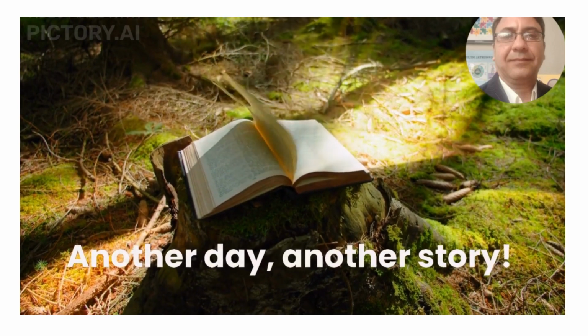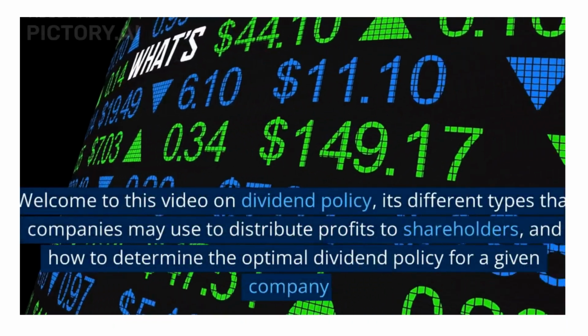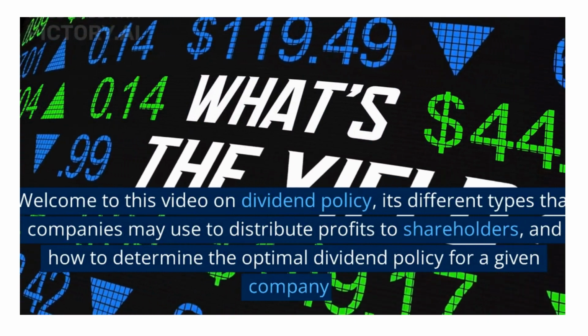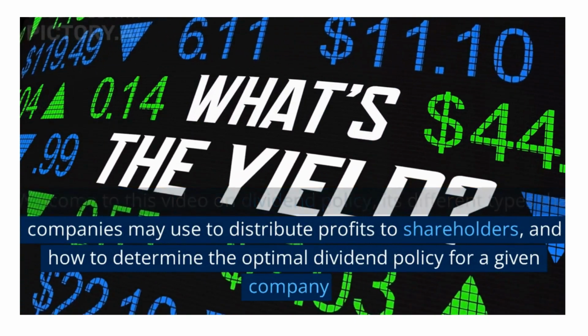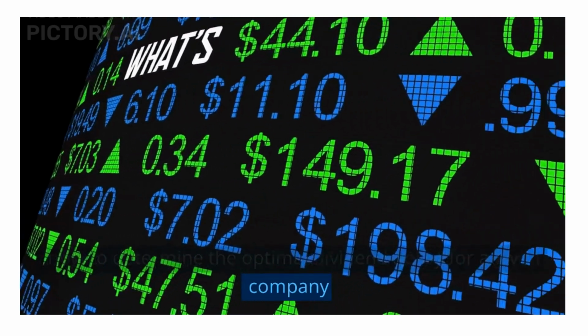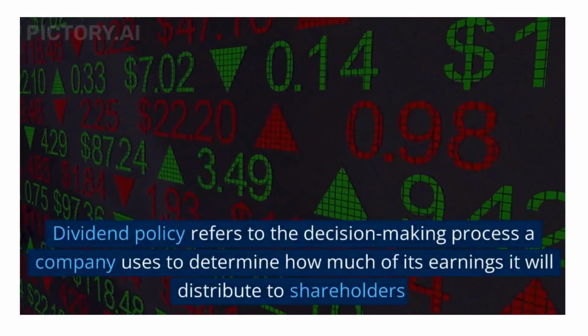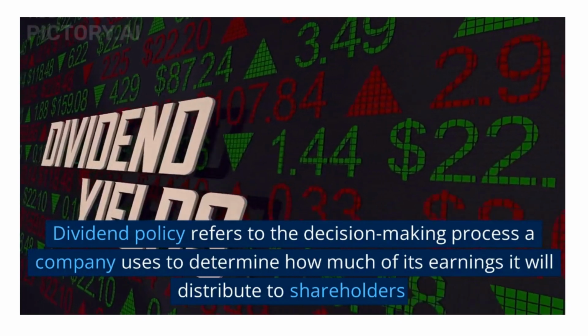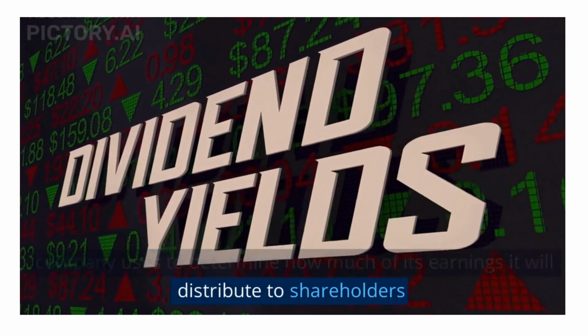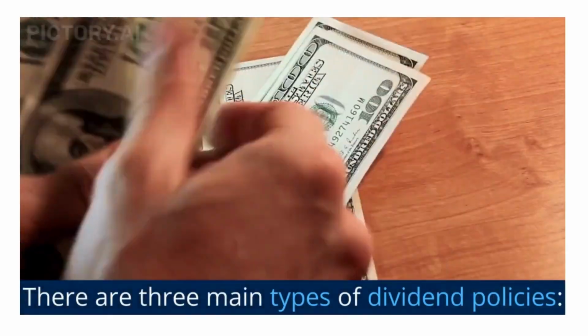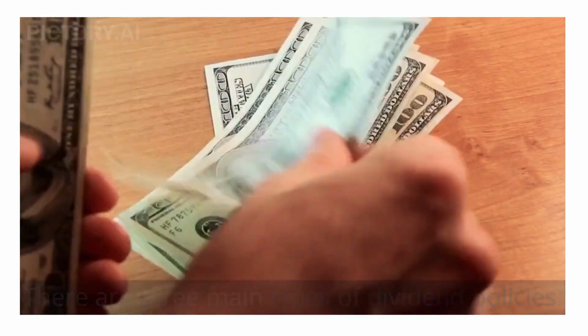Another day, another story. Welcome to this video on dividend policy, its different types that companies may use to distribute profits to shareholders, and how to determine the optimal dividend policy for a given company. Dividend policy refers to the decision-making process a company uses to determine how much of its earnings it will distribute to shareholders. There are three main types of dividend policies.